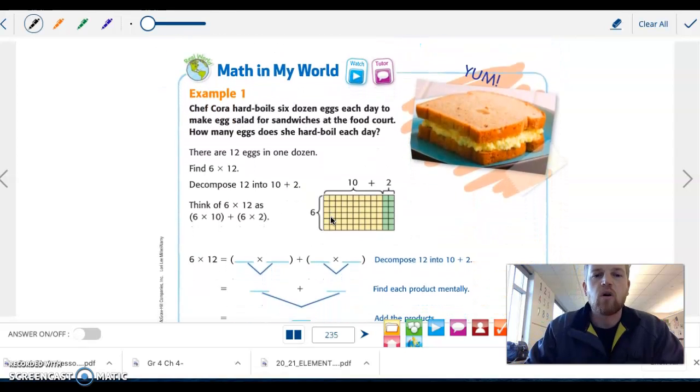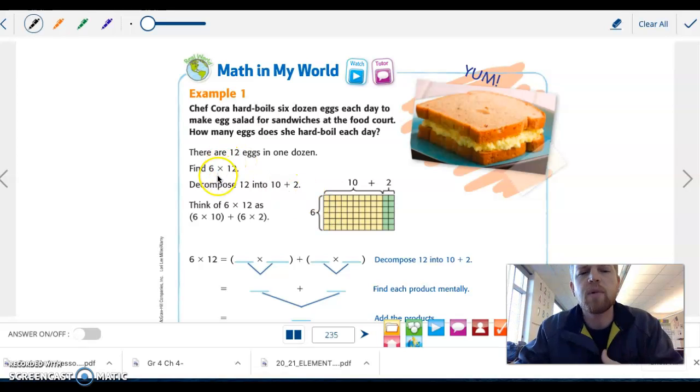Okay, so our first one says that Chef Cora hard boils 6 dozen eggs each day to make egg salad for sandwiches at the food court. How many eggs does she hard boil each day? Now, our problem here is 6 times 12. Okay, 6 times 12, not really a fact that we practice all that much.